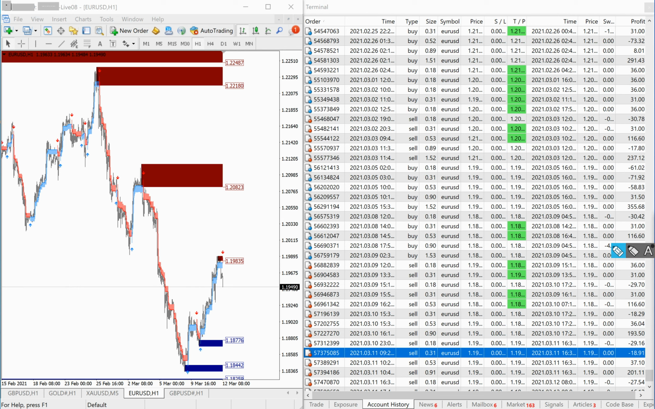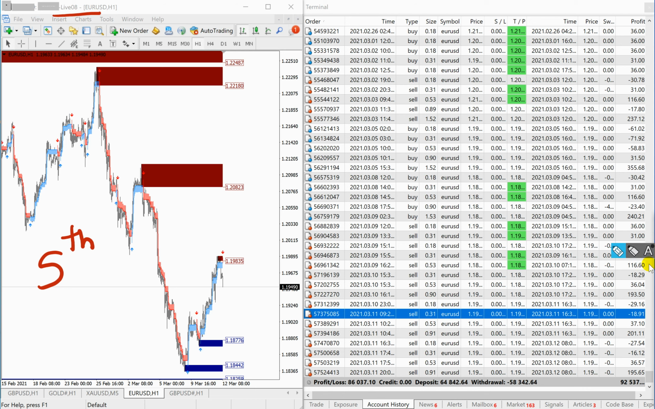On the screen you can see that I am on the live account and I am updating this account as of now for the 5th time. We'll see the total profit in this account during the 5th update. Then it's $86,000 total profit into this.